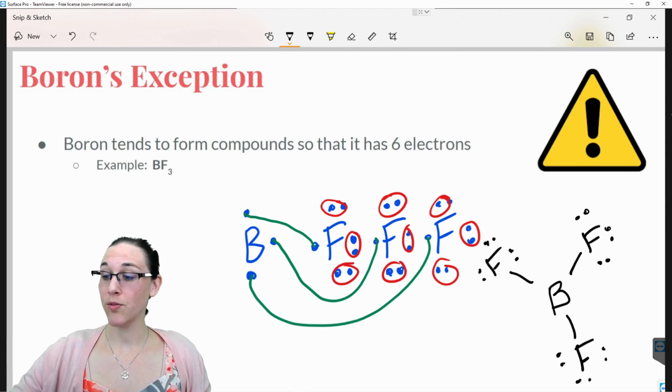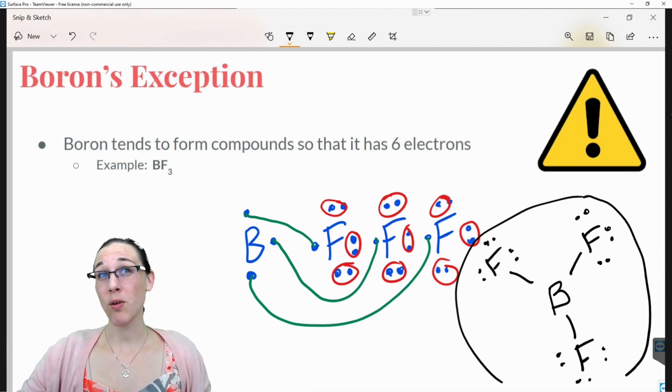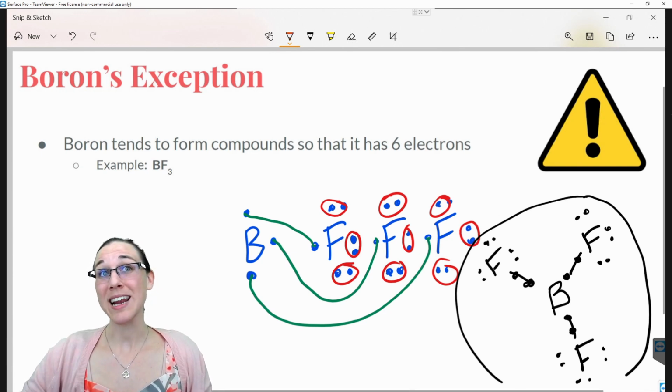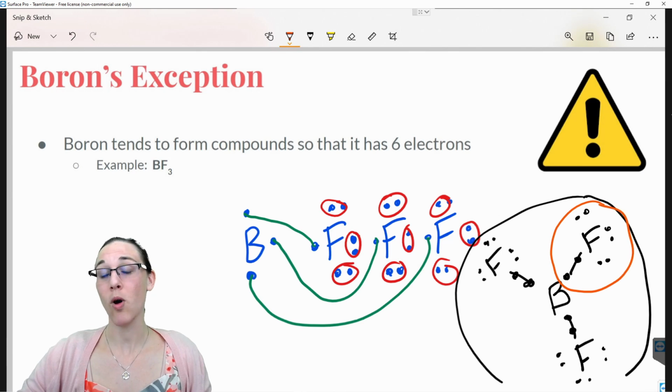And this would be your final answer for BF3. Notice that boron, according to boron's perspective, it only has 6 electrons. Each bond is composed of 2 electrons. So from boron's perspective, it only has 6 electrons, and it is happy with that. It doesn't need 8. However, from fluorine's perspective, each fluorine has an octet because it wants an octet.